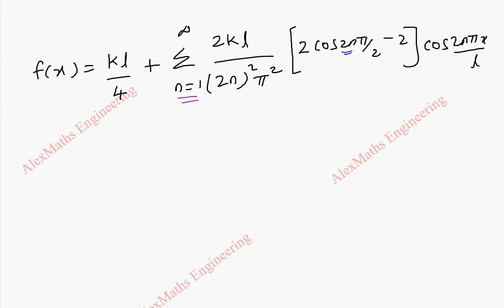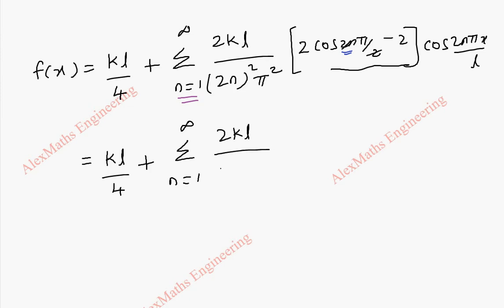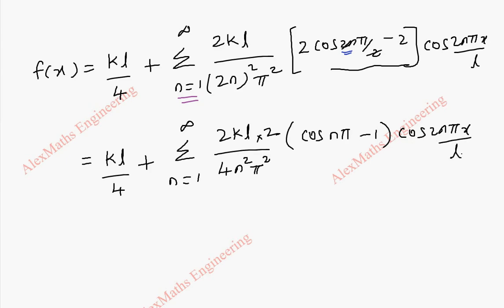Now further we can simplify this. We can cancel this 2 and 2, and from this 2 can be taken common outside. So this is kl by 4 plus summation n is from 1 to infinity. We have 2kl by, this is 4n square pi square. When 2 is common, after taking 2 outside, we are left with cos n pi, then minus 1, and also cos 2n pi x by l.